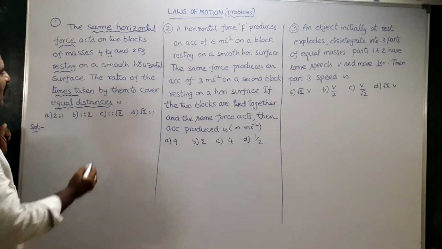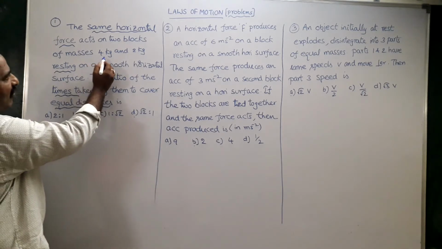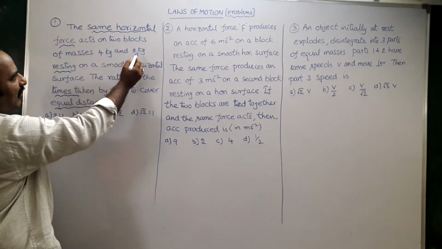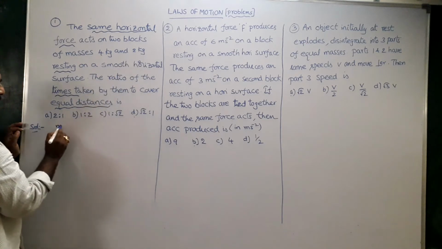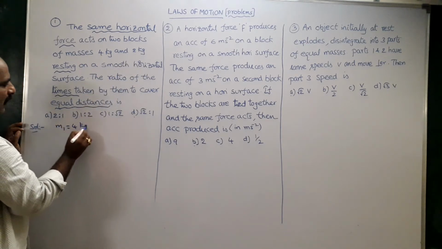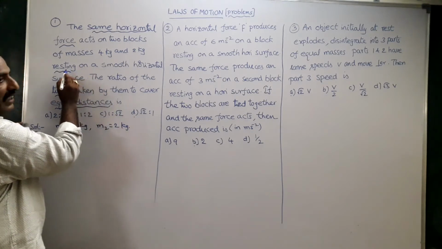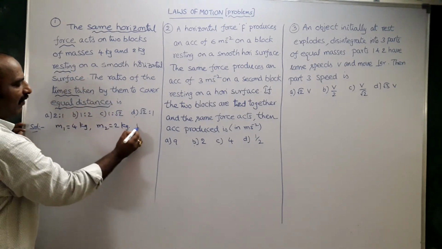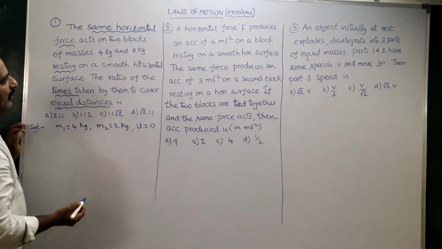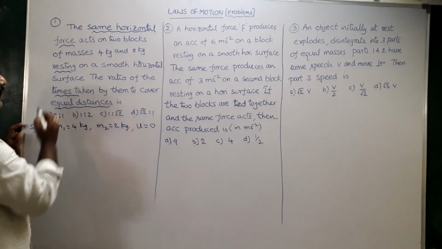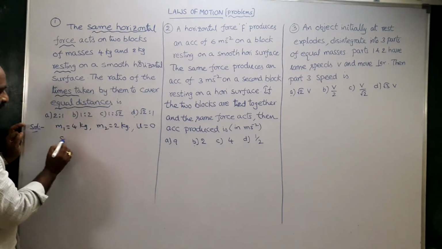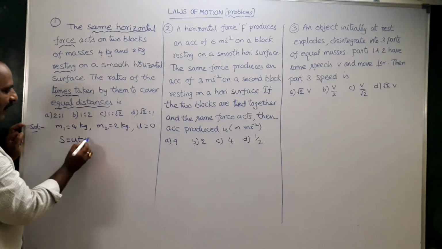Here two blocks are there whose masses are m1 is equal to 4 kg, m2 is equal to 2 kg. Both are at rest initially. That's why initial velocity u becomes 0. Then they travel equal distances. From s is equal to ut plus half a square.